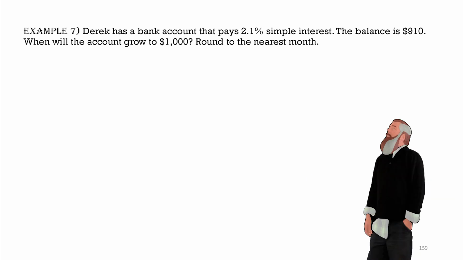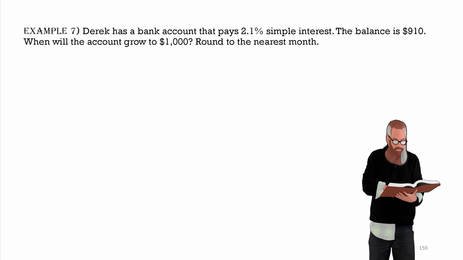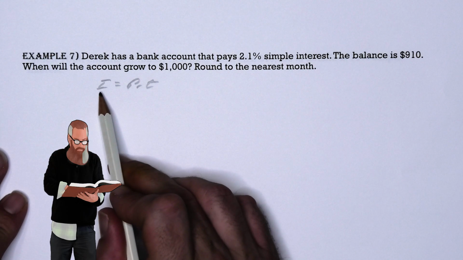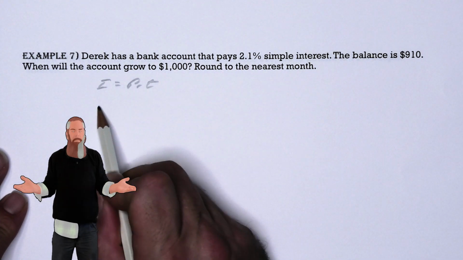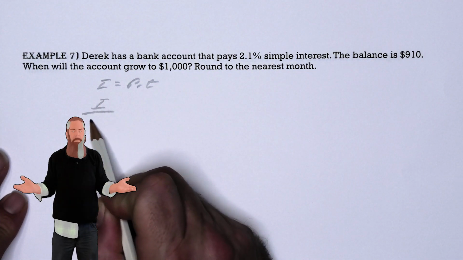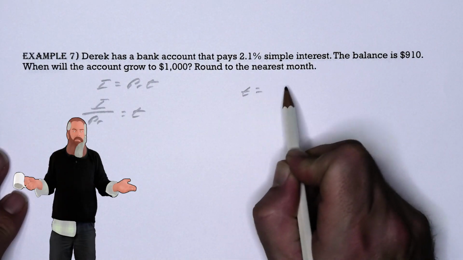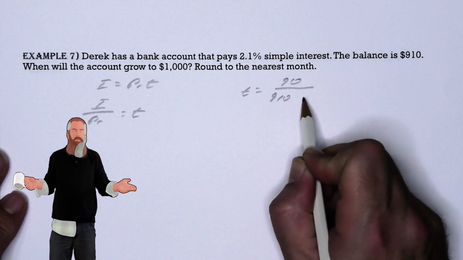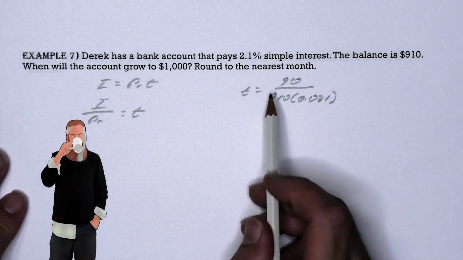Derek has a bank account that pays 2.1% simple interest. The balance is $910. When will the account grow to $1,000, rounded to the nearest month? Now, we already know the simple interest formula, that interest is equal to PRT, but we want to solve for T. So we can divide both sides by PR to get T. This means that T will be equal to 90 divided by 910 times 0.021. Why 90, you say?